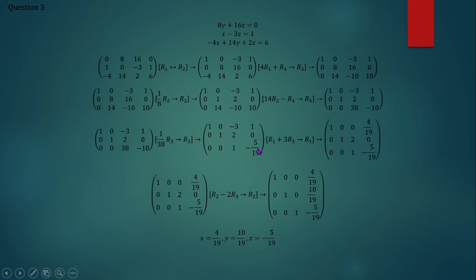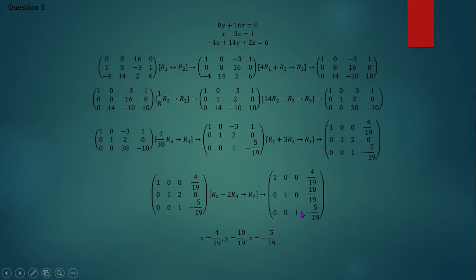Next, I want to eliminate both negative 3 and 2 from row 1 and row 2 respectively. First, I'm going to solve for R1: R1 plus 3R3. Substitute into R1, we have 1, 0, 0, 4 over 19. Next, finally, we eliminate this to become 0. R2 minus 2R3, substitute into R2, we have 0, 1, 0, 10 over 19.